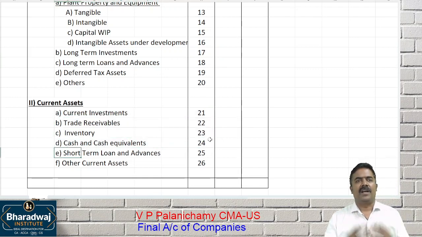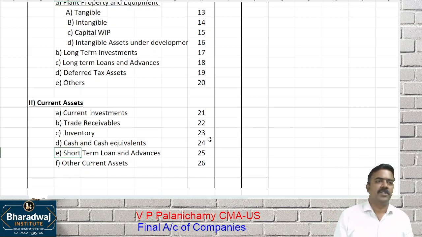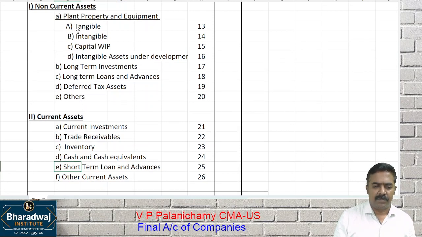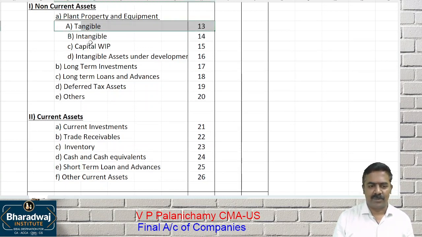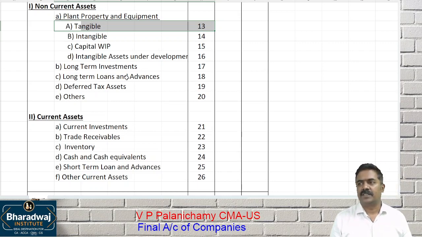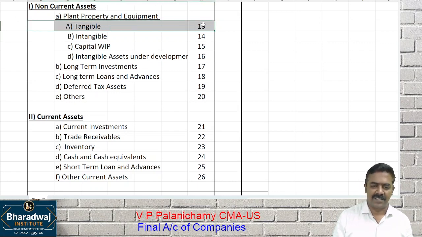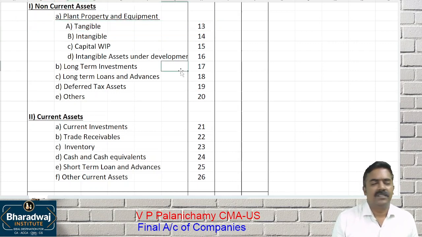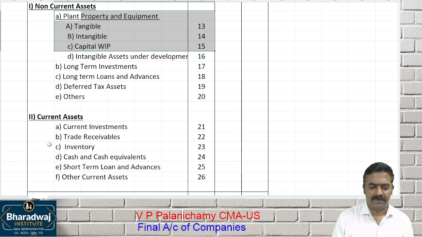Maybe I'll ask you some questions. Where will you show plant and machinery? Plant and machinery, plant, property, equipment, tangible. Where will you show land and building? Tangible. Where will you show leasehold premises? Leasehold assets will also come under tangible assets. What about loose tools? Will it be coming as fixed asset or current asset?